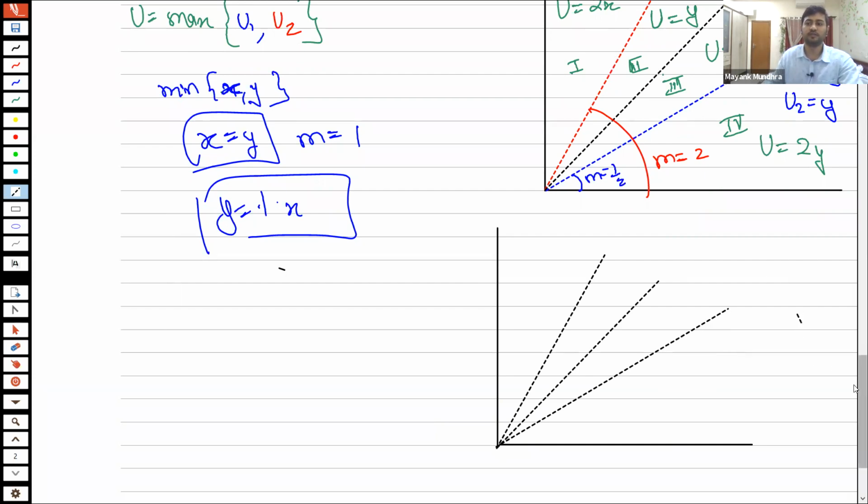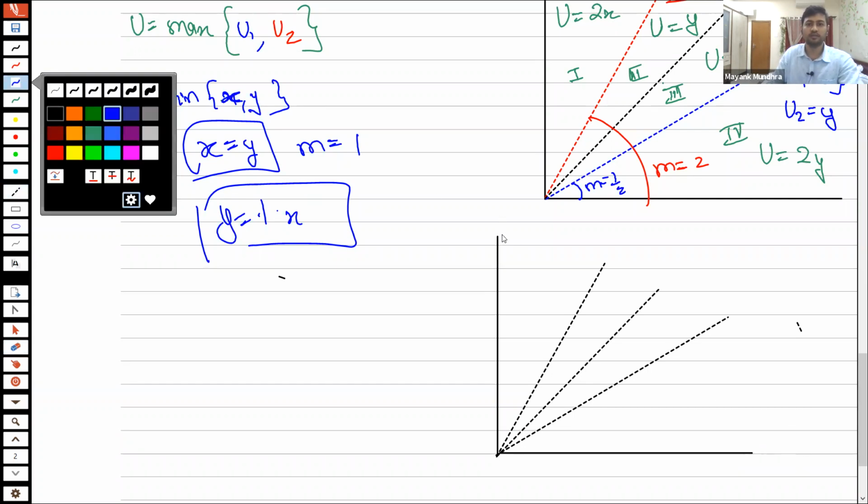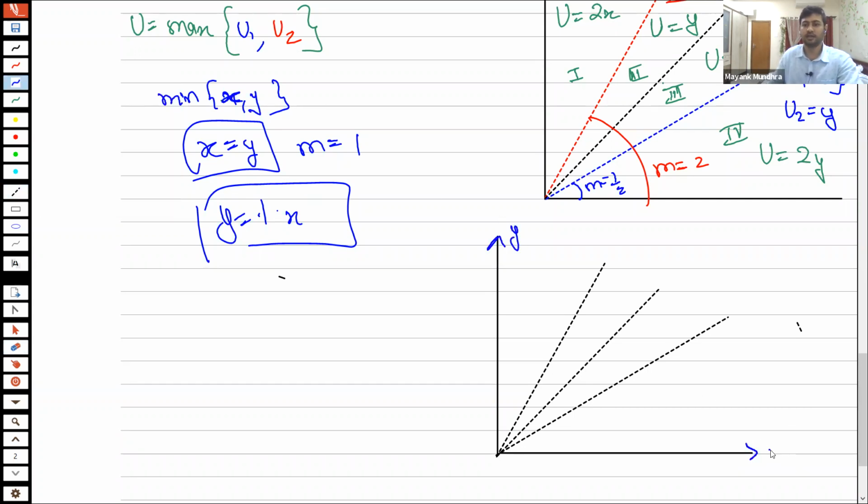So region 1 is 2x. So you can take any utility value. y is this, x is this. You can take any utility value, let's say 4. So 2x equals 4 is x equals 2. So x equals 2 would look like this, vertical.